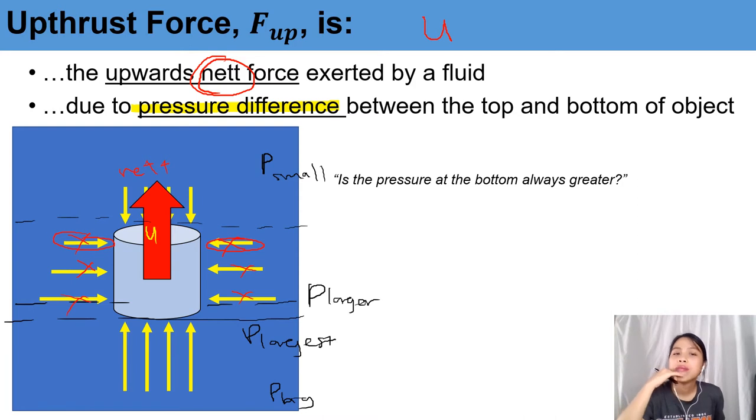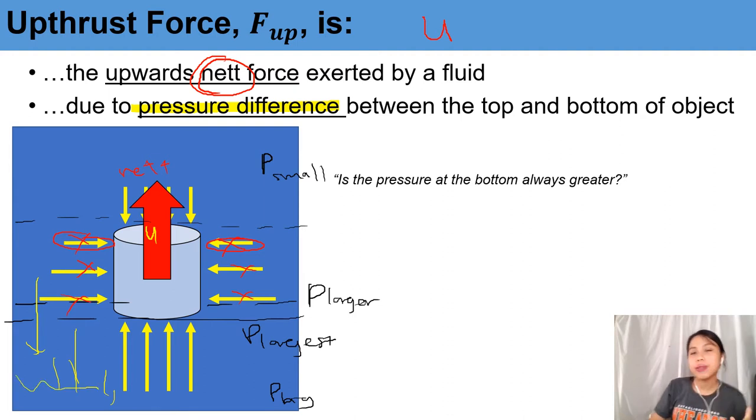Okay, some of the commonly asked question is, is the pressure at the bottom of, say, a water tank always greater? Yes. Why? Because gravity is pulling all the water molecules to the bottom. So at the bottom, there's more stuff on top squashing on you. Okay, so pressure at the bottom of the tank is always greater, which is why the arrows at the bottom of the object are always bigger than the ones on top.